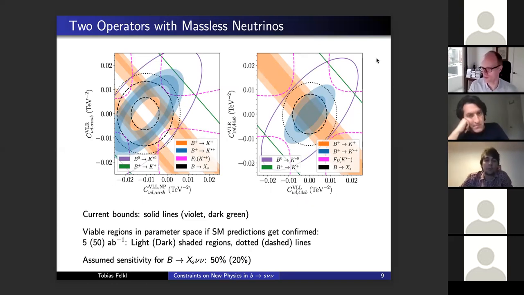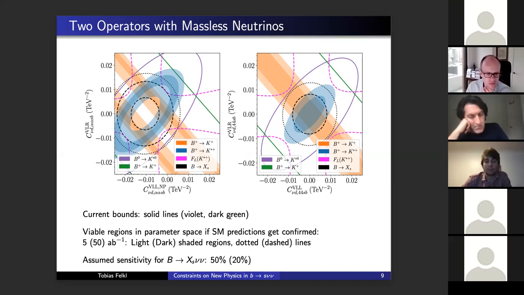And for that, we produced some plots. So I should probably first explain the legend here in order not to get lost in parameter space. The solid lines, both in violet and in dark green here, indicate the current bounds that can be derived for the parameter space based on existing data on B0 to K*0 and B+ to K+.